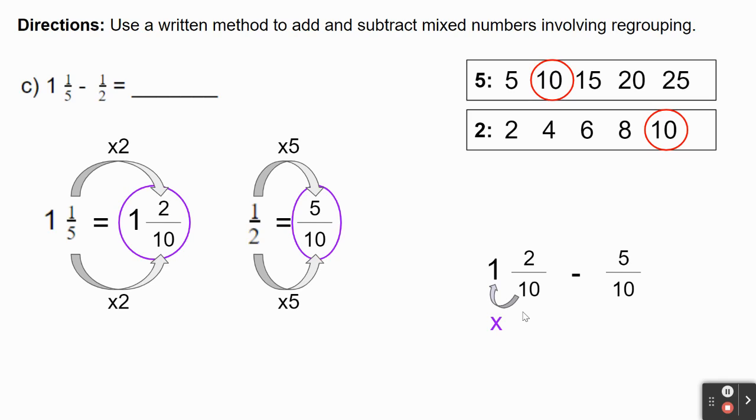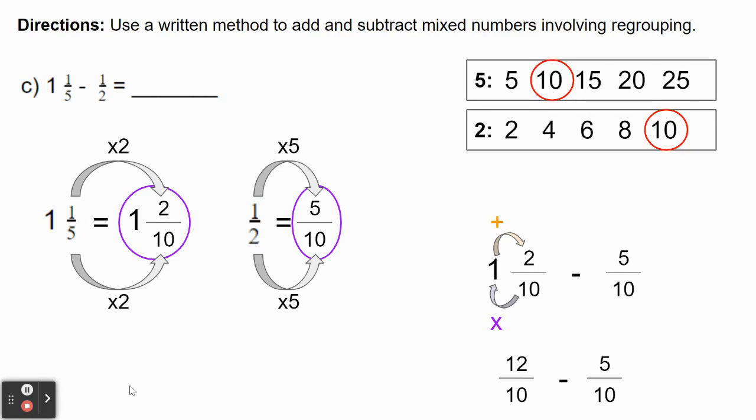To do this, what we're going to do is multiply the denominator times the whole number. So we have 10 times 1, which is 10. And now we're going to add the numerator. So 10 times 1 is 10, plus 2 is 12. So the numerator is going to be 12, and the denominator 10 stays the same. So here we have 12 tenths. Now we can subtract 5 tenths. 12 tenths minus 5 tenths equals 7 tenths. So 1 and 1/5 minus 1/2 is equal to 7 tenths.